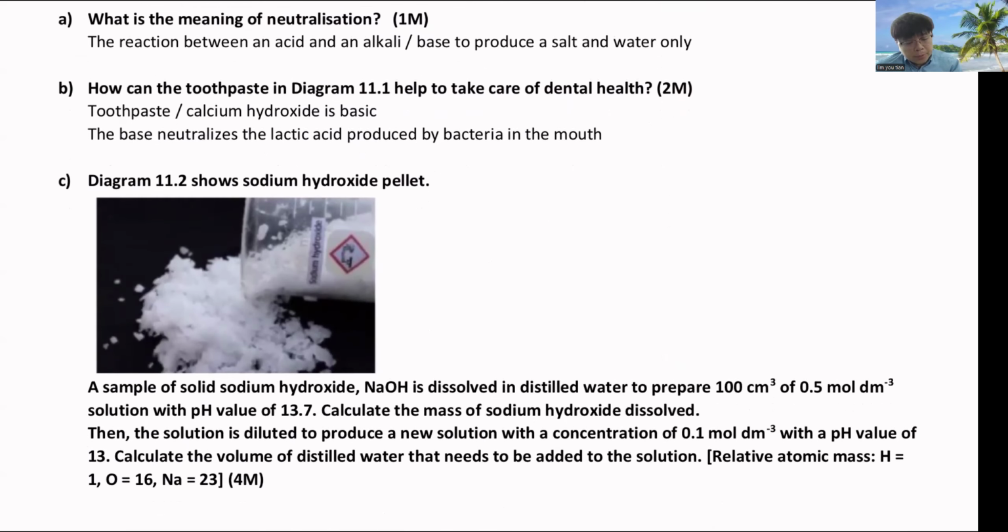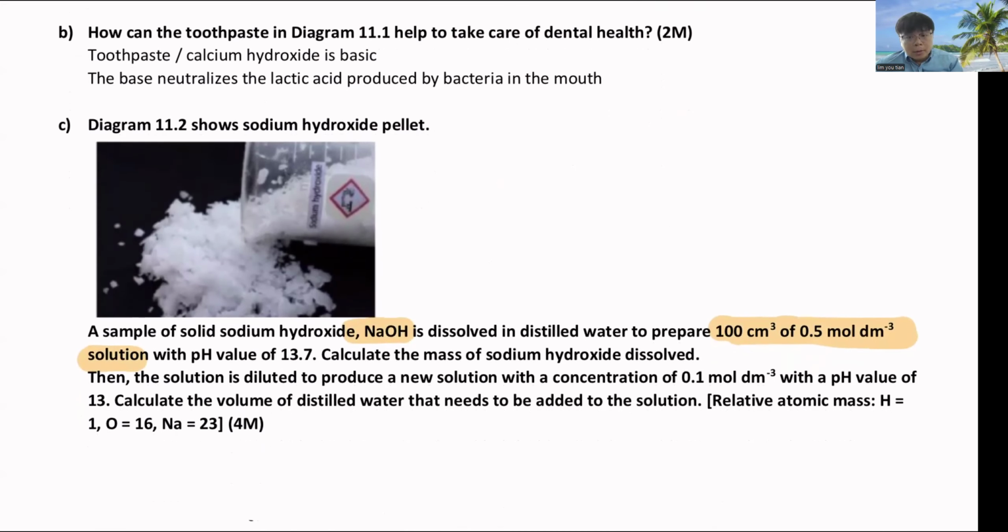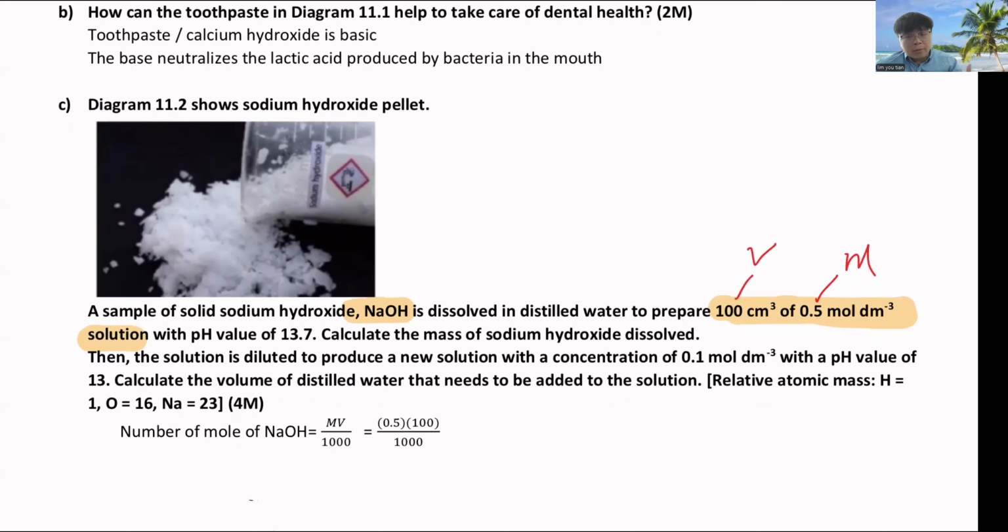For the standard solution now, normally you come up with a calculation. Okay, so what I want to prepare is this. So you need to know how to do the calculation now. So this is my M, this is my V. Okay, so now you put in the MV over 1000. It's a very simple calculation, 4 marks calculation. So it's okay. This one is quite easy. Okay, so MV over 1000. So 0.5 times 100 divided by 1000. I'll get 0.05 mole.